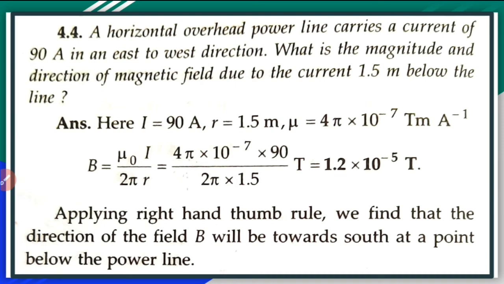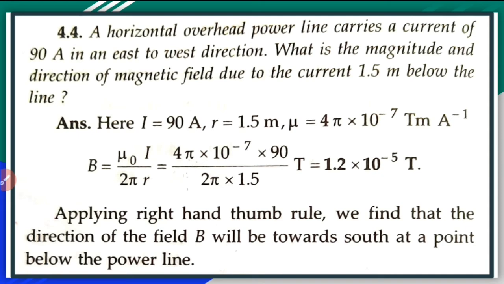Now direction. So again right hand thumb rule we need to take. Hold the thumb in east to west direction and curl the fingers of the right hand. You're asked to find 1.5 meter below the line. When you use the right hand thumb rule, it will be from north to south direction. So towards south will be the direction of magnetic field at a point 1.5 meter below the wire.